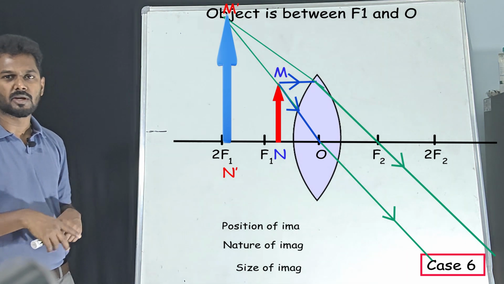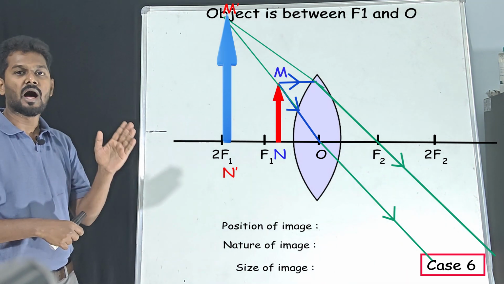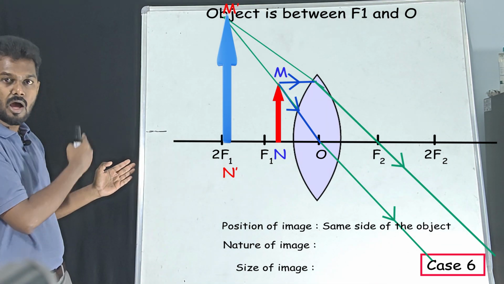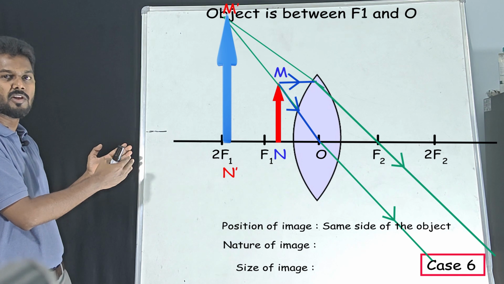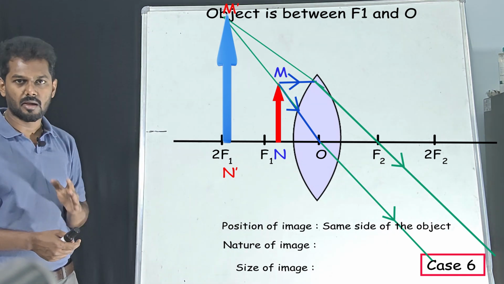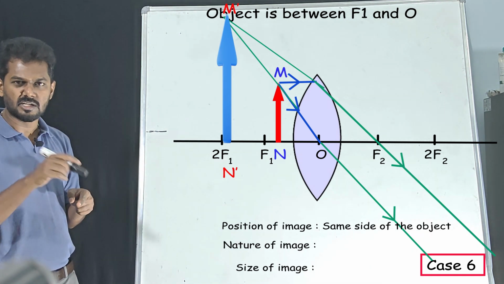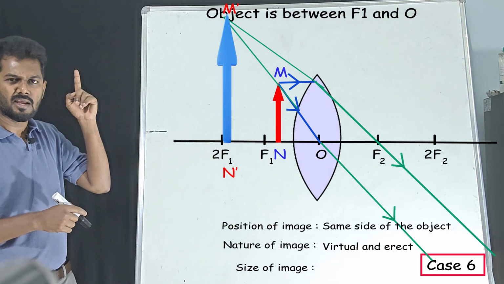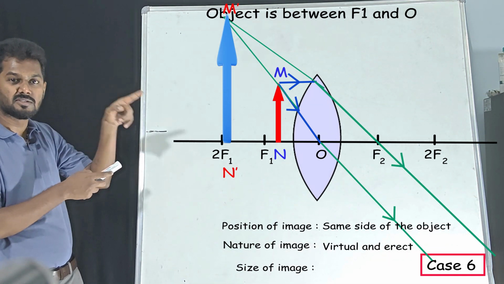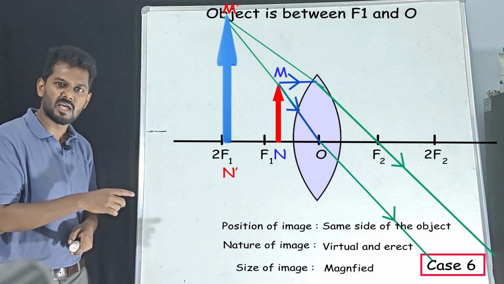Now these important characteristics we should write. Position of the image: on the same side of the object. Where is the object? This side, on the left side of the lens, correct? The image will also be on the left side, so the position of the image is the same side as the object. Next, nature: we cannot see any intersection, right? So it is virtual and erect. Then size: compare the size of the image and size of the object. It is magnified. So these are the characteristics.